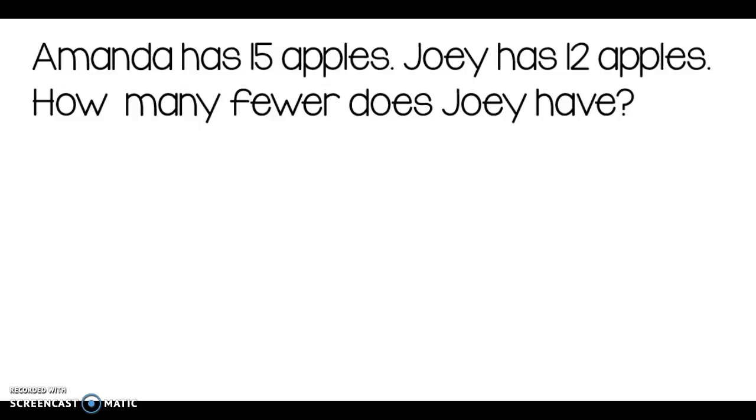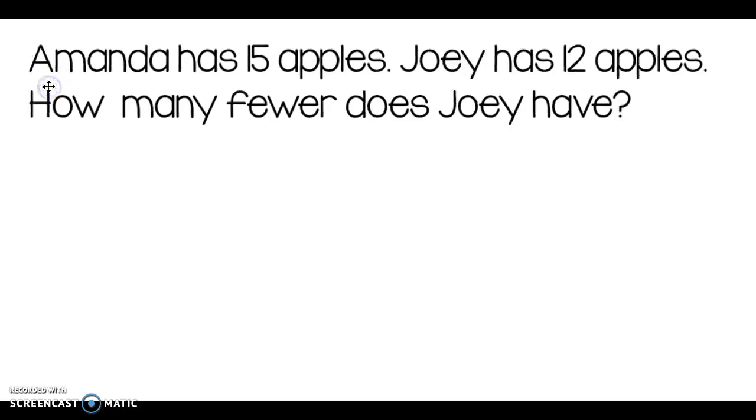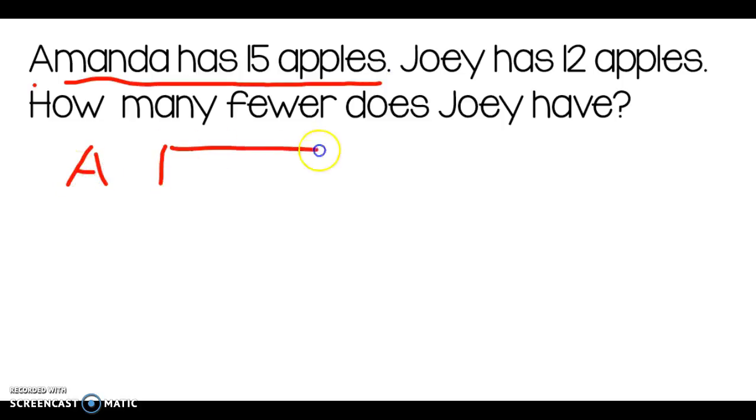One of the big things that we are practicing in second grade is using a strategy called comparison bars. Apparently they also learned this in first grade, so this isn't completely new. In order to do this, I first have to look at what my known information is. I know that Amanda has 15 apples, so I put an A for Amanda. I'm going to draw a rectangle here and say that she has 15 apples.